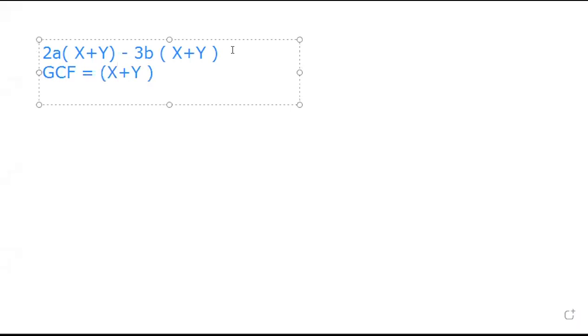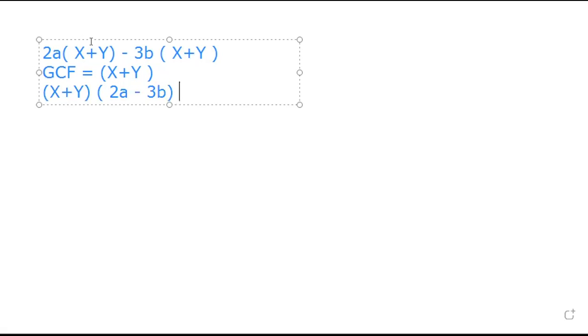Then we want to factorize by taking GCF. Then we are going to put x plus y outside, and then we will open a parentheses to find the remainder. Then 2a divided by x plus y divided by x plus y, so it will be equal 1, which means we have 2a minus 3b times x plus y divided by x plus y, so it will be 3b. So this is the answer for this question.